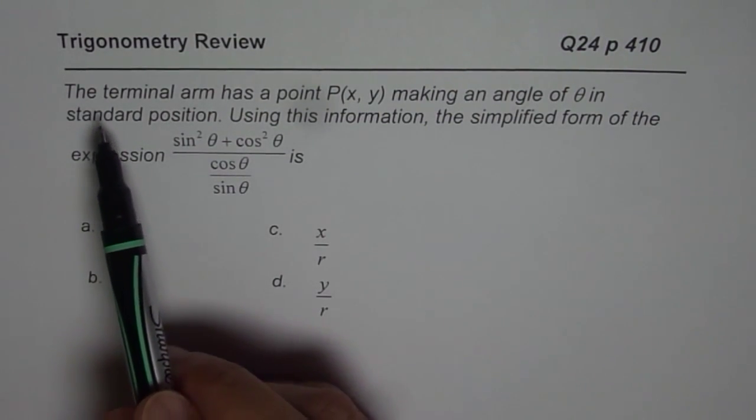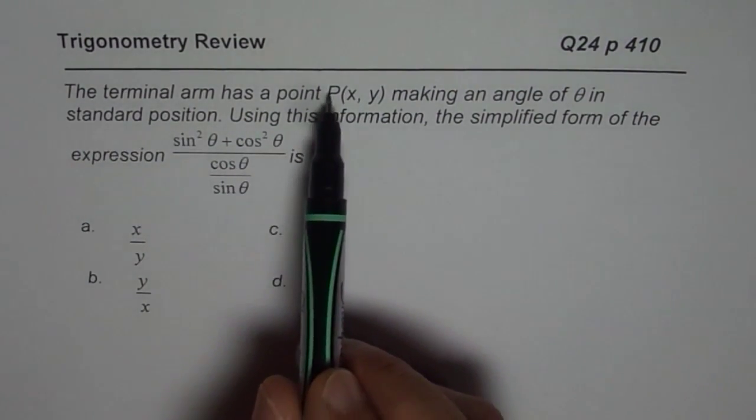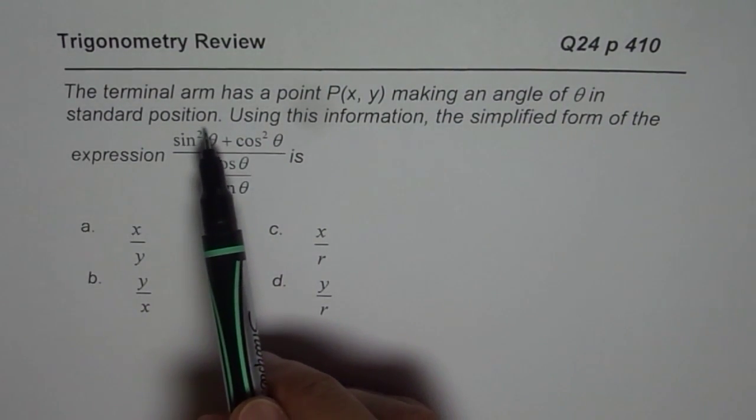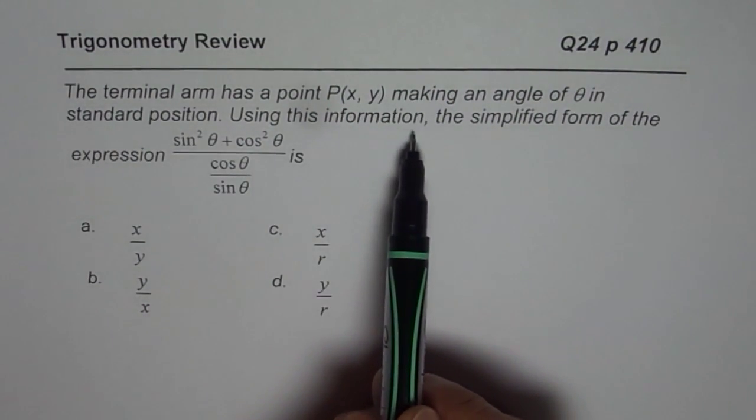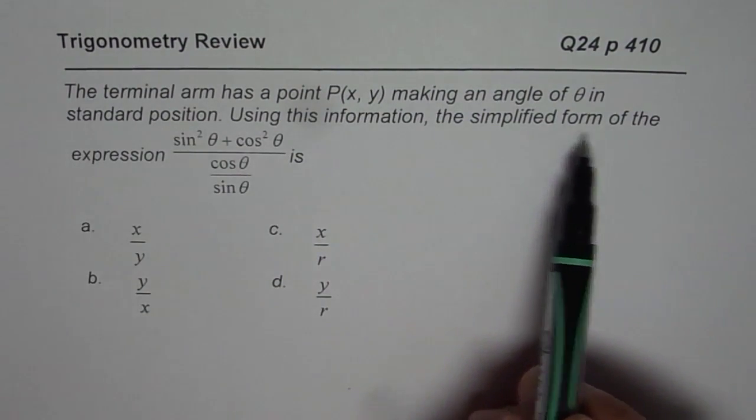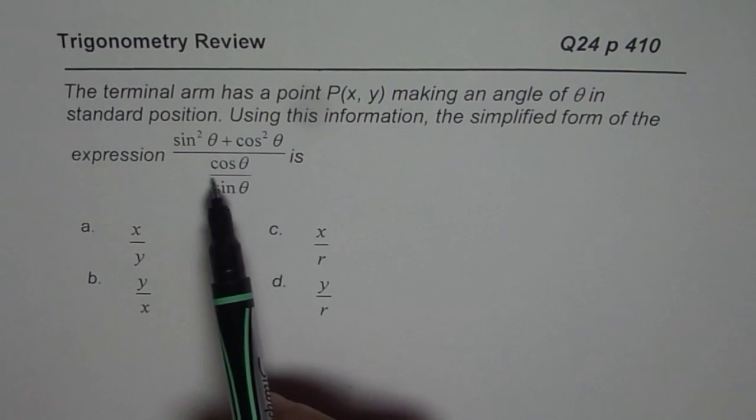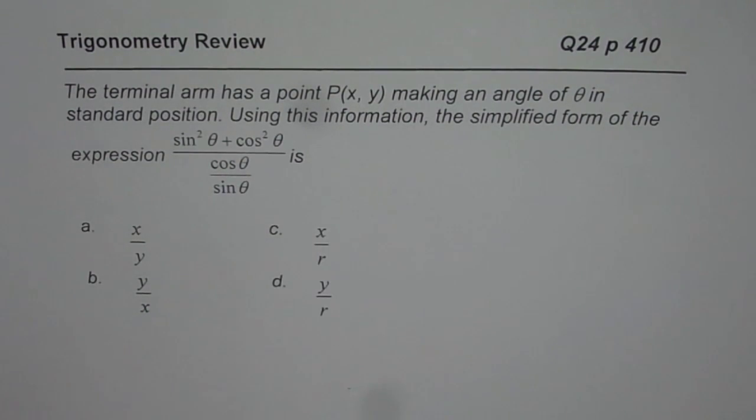The question is, the terminal arm has a point P(x, y) making an angle theta in standard position. Using this information, what is the simplified form of this expression: (sine square theta plus cos square theta) divided by (cos theta over sine theta)?